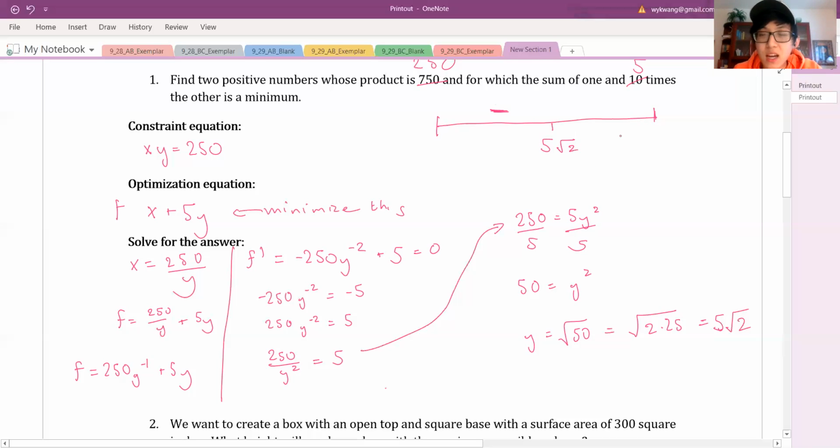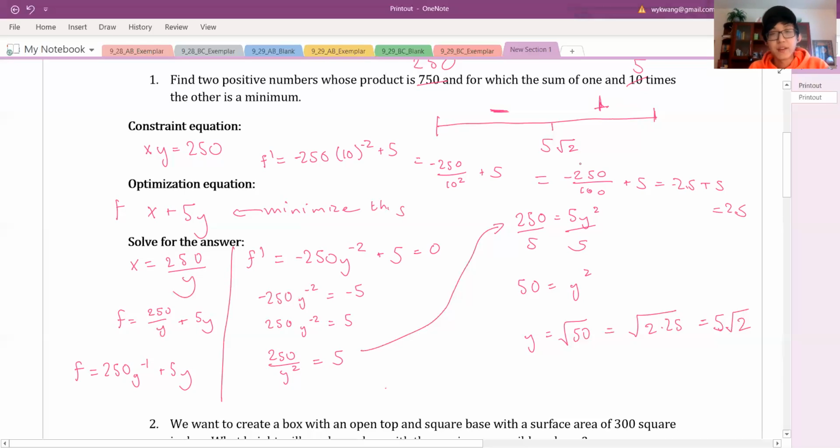Then on the right here, let's plug in 10, let's say, because that's larger than 5 root 2. So f prime is equal to negative 250 times 10 to the negative 2 plus 5. So it's equal to negative 250 over 10, sorry, 10 squared plus 5, right? So then that's going to be equal to negative 250 over 100 plus 5, which is equal to negative 2.5 plus 5, which is equal to 2.5. So it's positive.